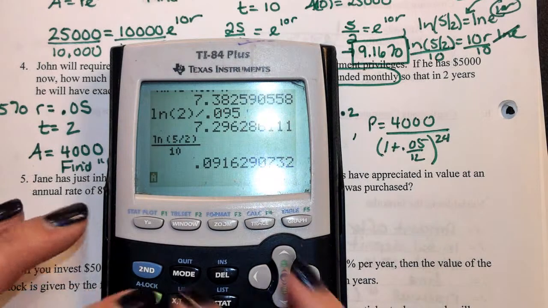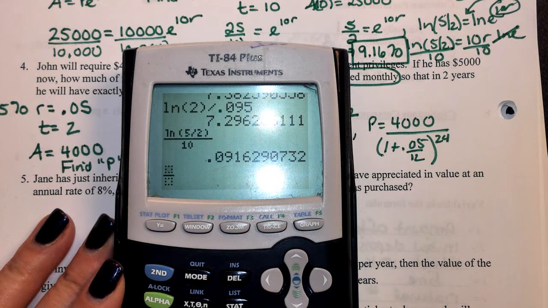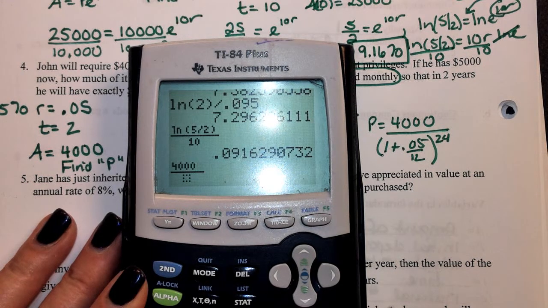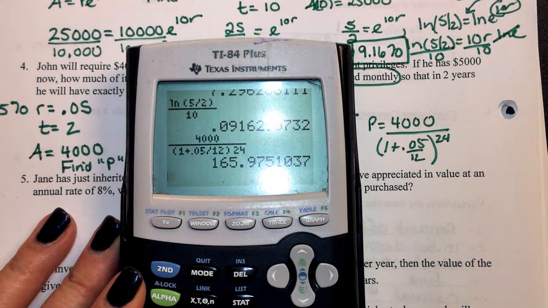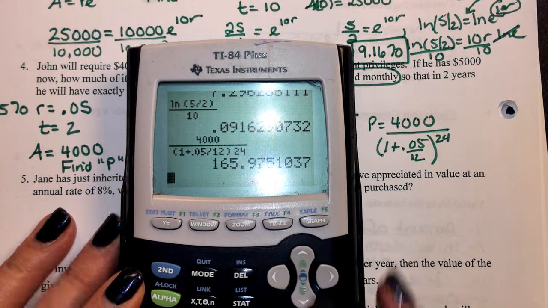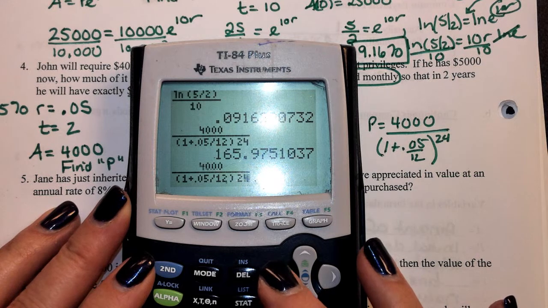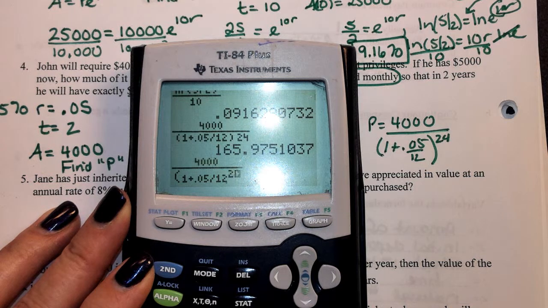So I type this in. Again, that fraction bar, guys, under alpha y equals option 1, so you don't make a mistake with parentheses. Maybe your friend when you're dealing with these. 4,000 divided by parentheses 1 plus 0.05 divided by 12, all raised to the 24 power. Oh, hold on, I typed it in wrong. There.